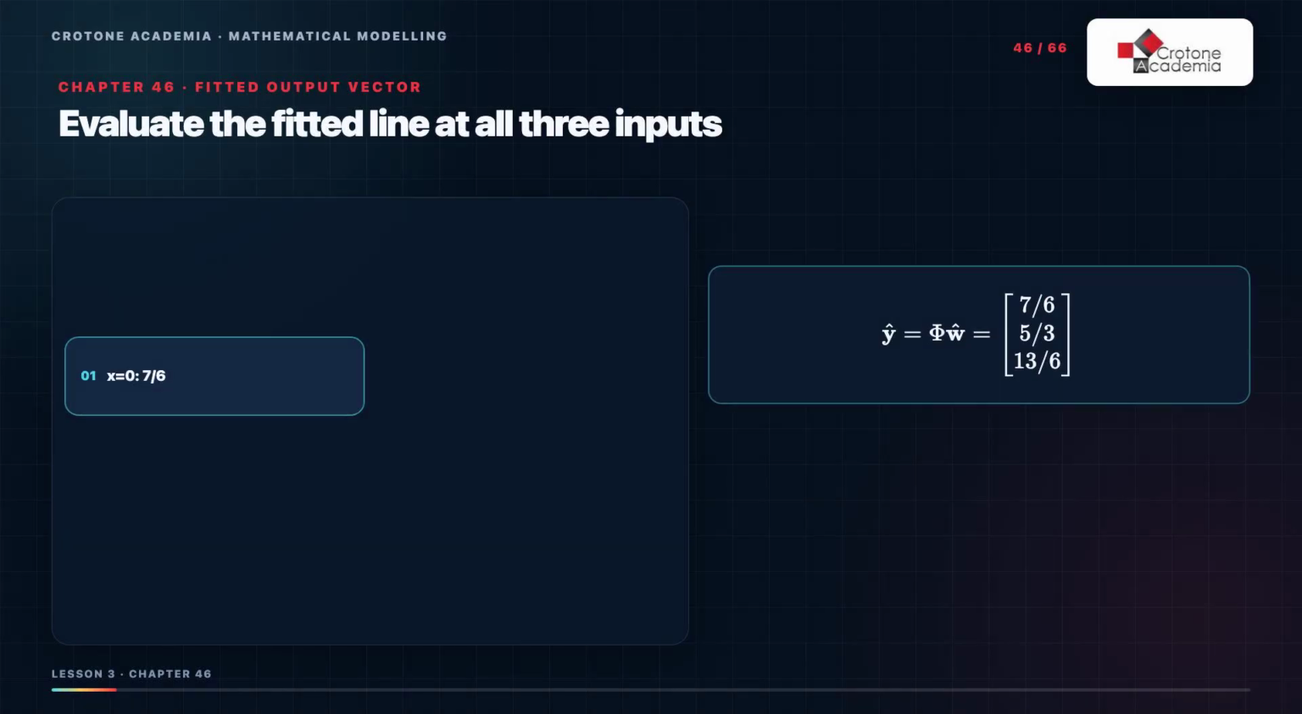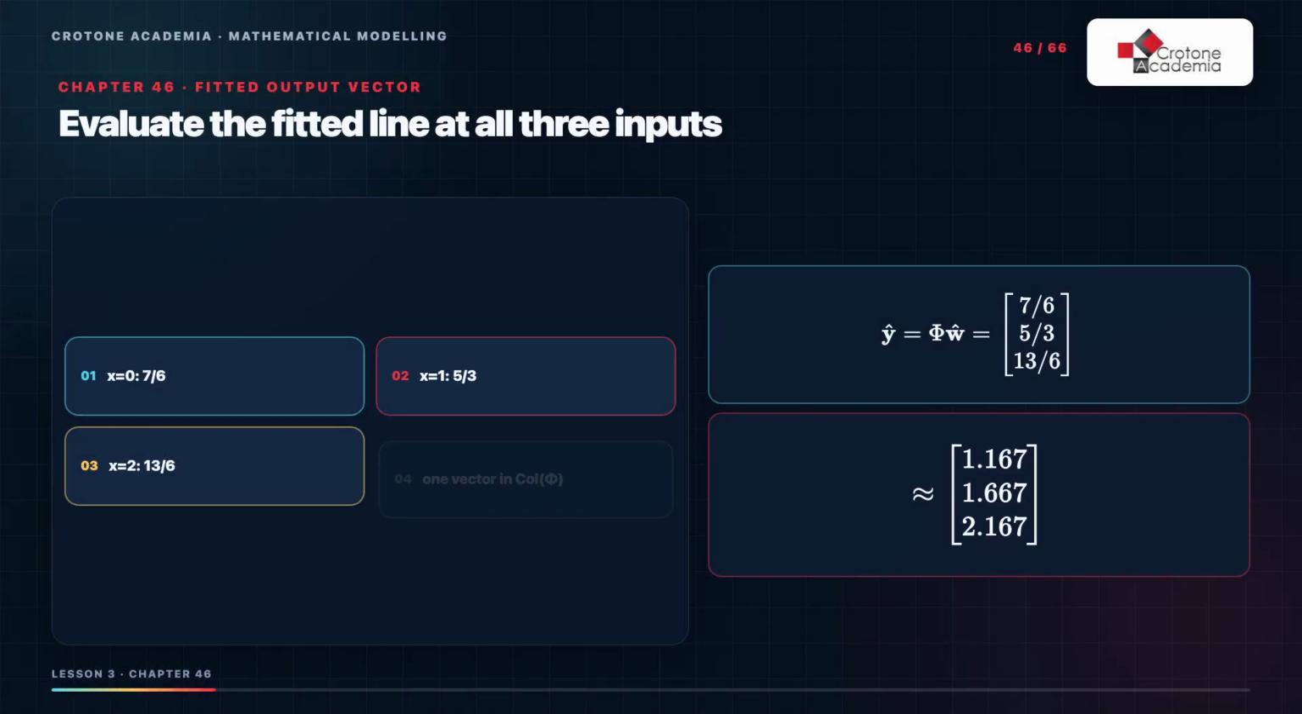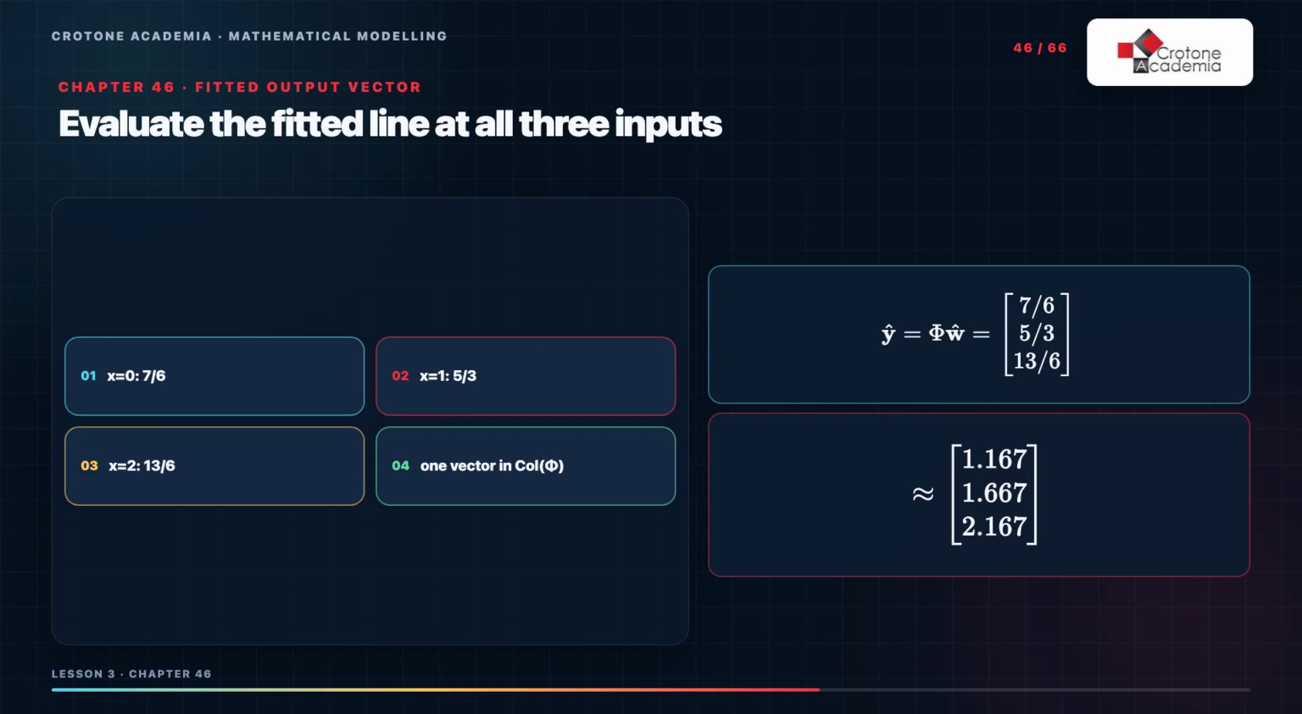Evaluate the line at 0, 1, and 2. The predictions are 7/6, 5/3, and 13/6. Approximately, these are 1.167, 1.667, and 2.167. Stacked together, this fitted vector lies exactly in the column space because it was constructed as phi w hat.